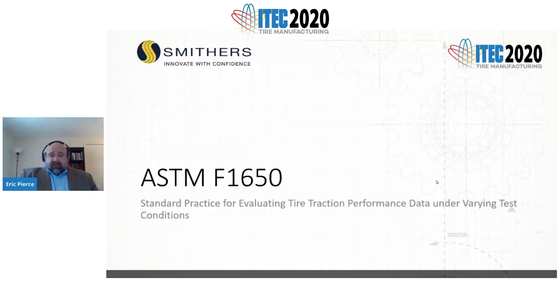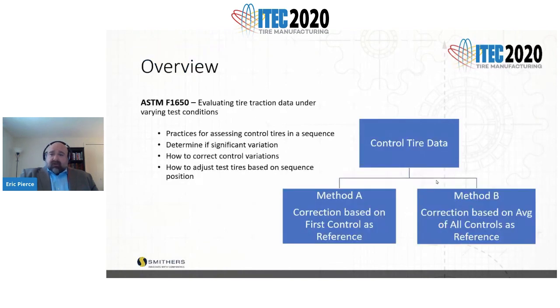So now we're going to get into standard ASTM's F1650. This is the actual practice for evaluating tire traction data for different test conditions. This isn't strictly for low-mu surfaces like snow and ice. It can also be used to correct for high-mu surfaces.